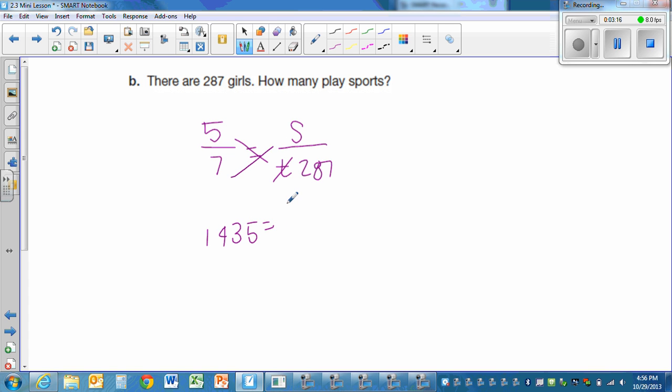7 times S is just 7S. And then again, we need to use one-step equations to solve for our variable. Here's our variable S. What's happening to it? It's being multiplied by 7. Opposite of multiply by 7 is divide by 7. If we do it to the right, we also have to do it to the left.